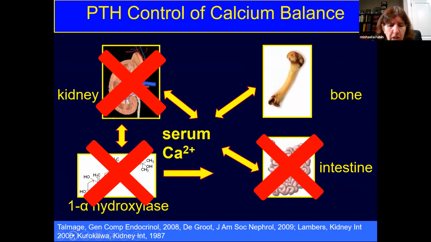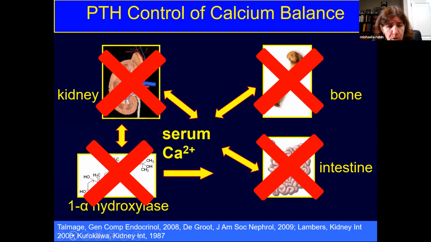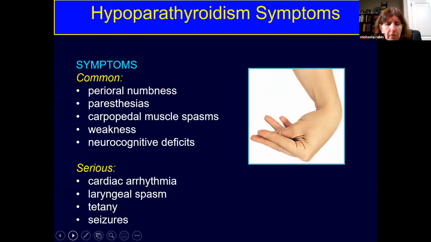We also need PTH to stimulate the 1-alpha hydroxylase, which converts the inactive 25-hydroxyvitamin D to the activated 1,25-dihydroxyvitamin D to lead to absorption of calcium in the intestine. In the absence of PTH, that won't happen, so we don't get enough GI absorption. And finally, usually PTH will stimulate bone resorption and liberate calcium from bone to go into the bloodstream. That is not going to happen in the absence of PTH either. So these pathways altogether lead to a low serum calcium.